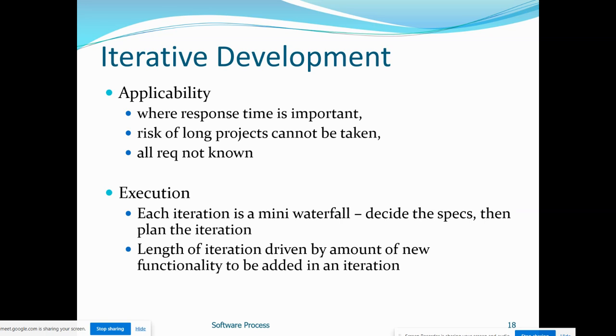You can even substitute any models here also. For example, in this particular iteration I can follow a waterfall model, and in this particular iteration I can prototype it. Likewise, you can fix up some hybrid models within the iteration. That is also possible.